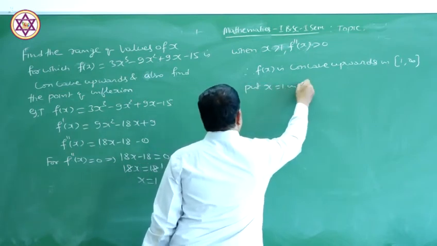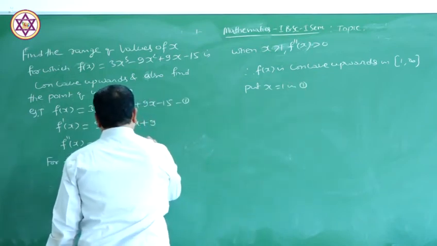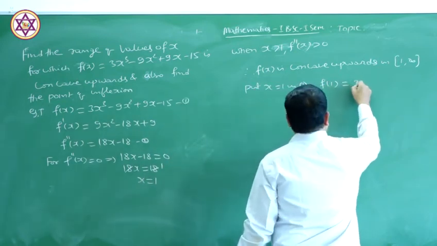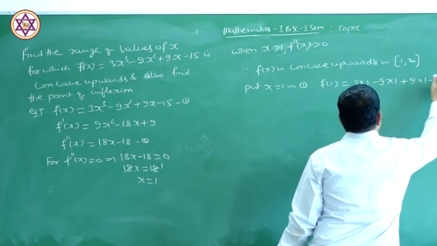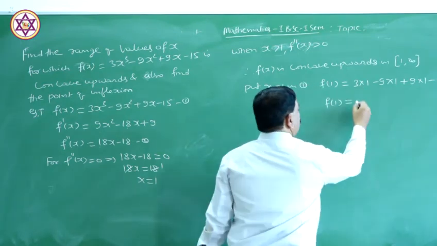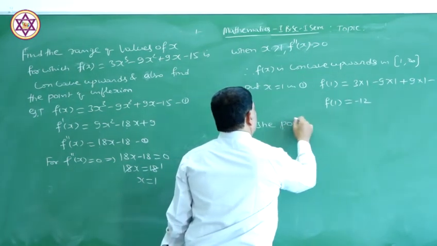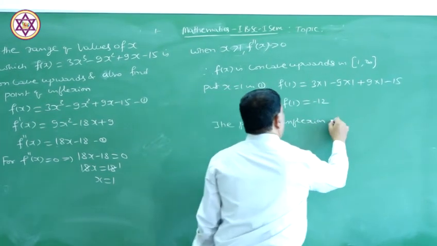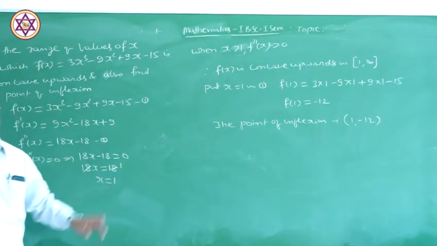Put x is equal to 1. So here we get f of 1 is 3 into 1, 9 into 1, 9 into 1, 15. Therefore 9 gets cancelled. f of 1 is equal to 3 minus 15, means minus 12. Therefore the point of inflection is 1 comma minus 12.